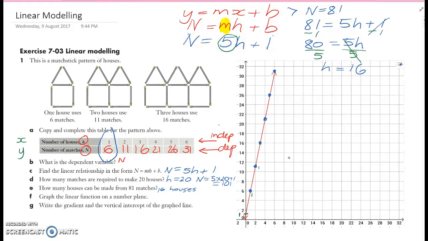Write the gradient and the vertical intercept of the graph line. Well, the gradient, we just said that. It's 5. And the vertical intercept, 1. And we're done.